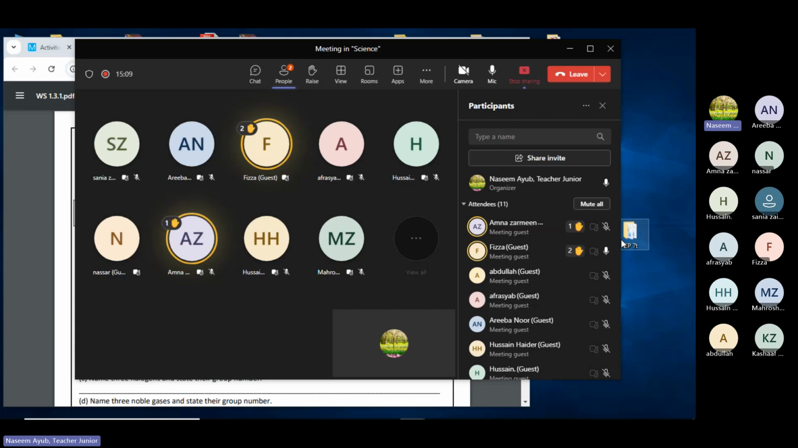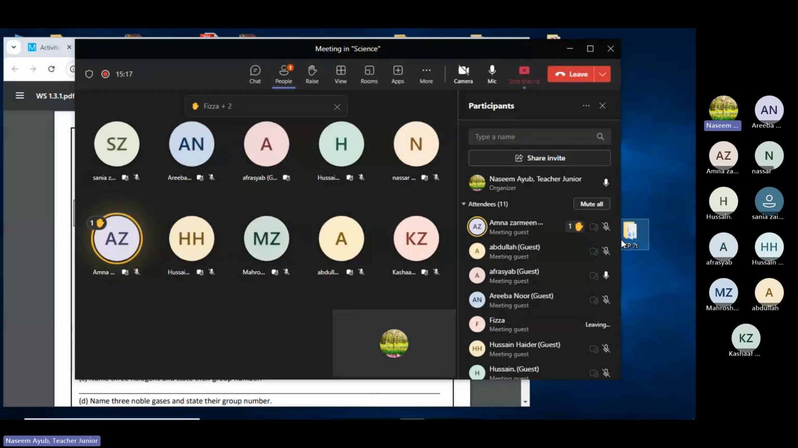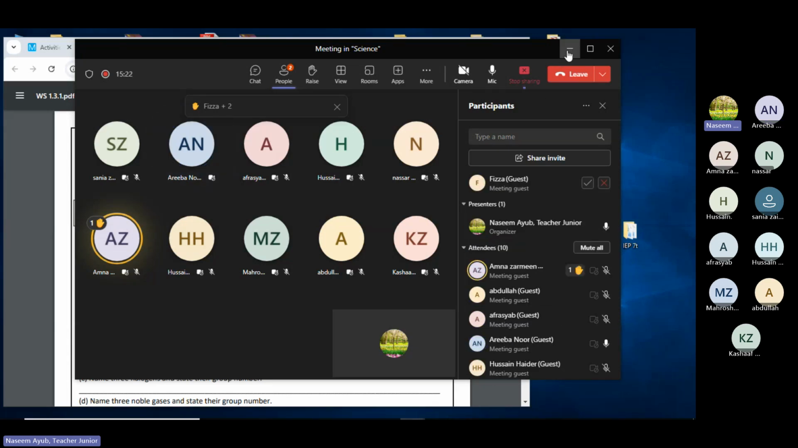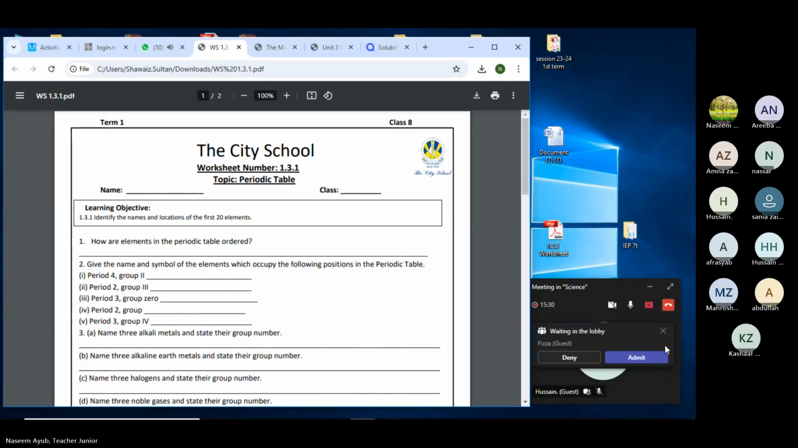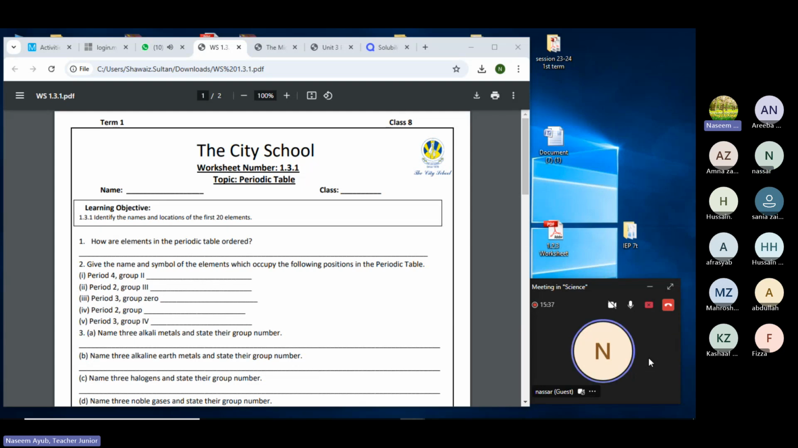Now, Afrasyab, can you unmute yourself? Which of the elements is in period 2 in group 5? Ma'am, nitrogen. अच्छा नाइट्रोजन है. Hussein was wrong. Okay. So the last one: which of the elements is in period 3 in group 4?